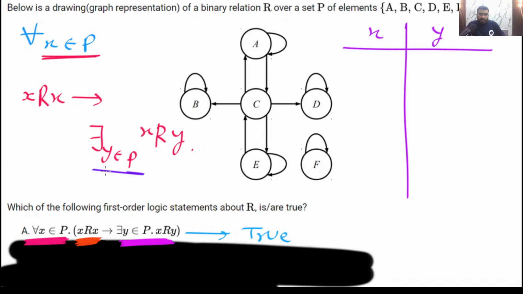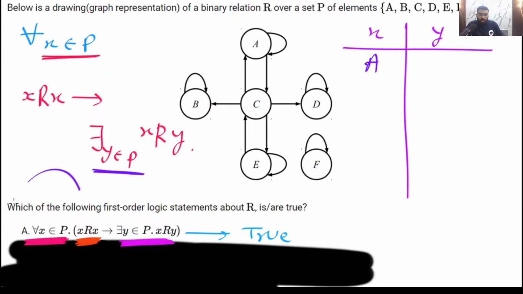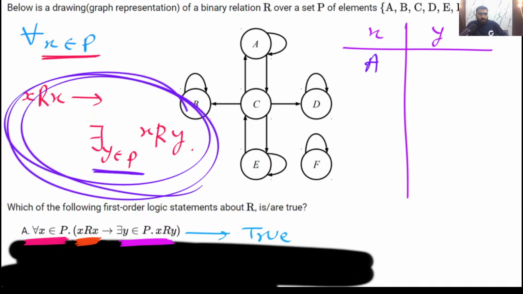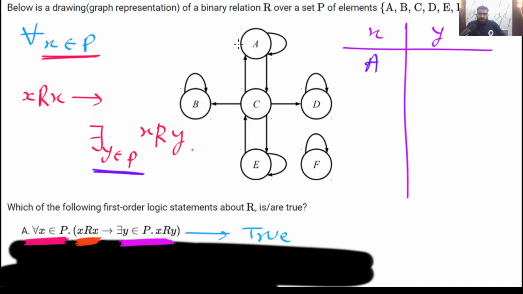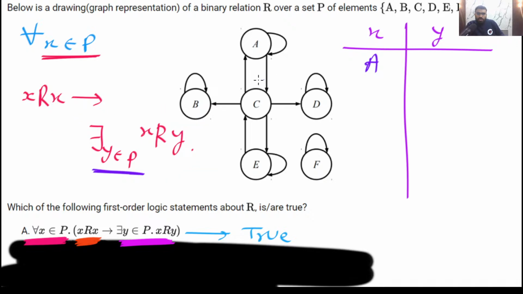If you take x equal to A, for every element you need to check whether this will be true or not. You are checking for x equal to A. You can see A is related to A. Yes. So there must be some element to which A is related. Yes, you can see, for example, A is related to C.